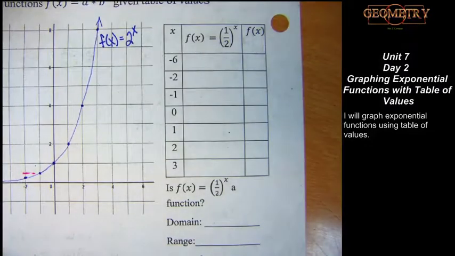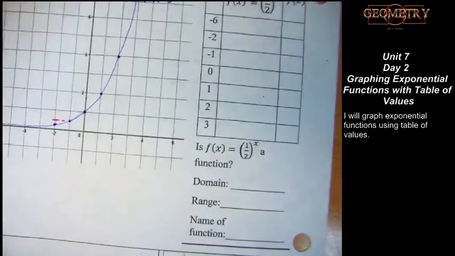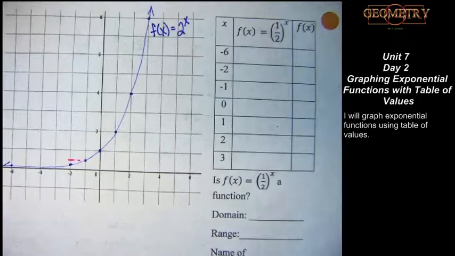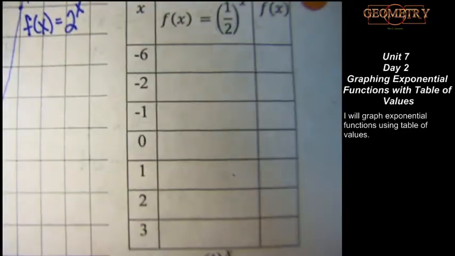So we're going to do it again. This time, though, the base is a fraction, which means this is a decay. So we know that as you move from left to right, this is going to start high and slope down, okay?